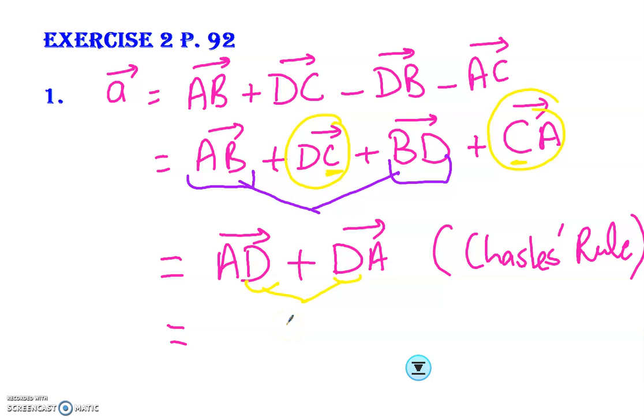This is one way. Another way is to view them as opposite vectors, because we know the opposite of vector AD is DA, so we can directly say 0. Okay, so we can write it in two ways. So I'll write it as AA, which is simply the 0 vector.